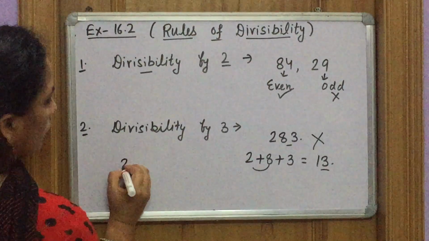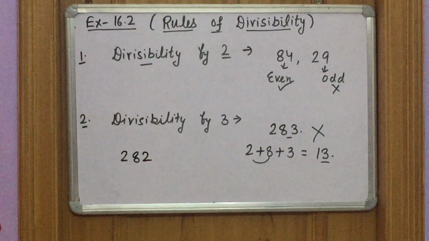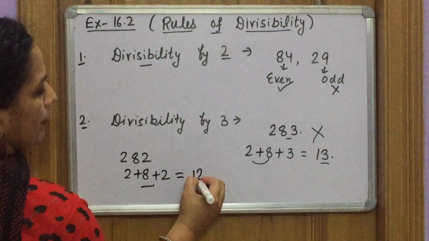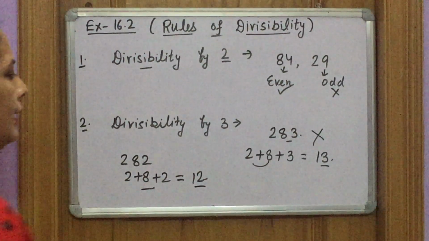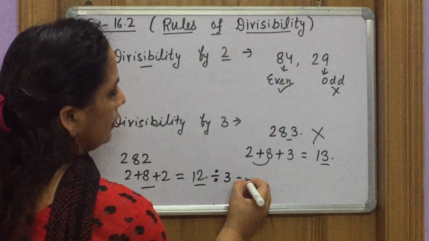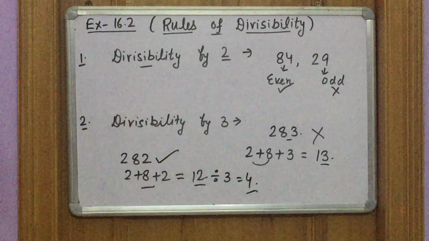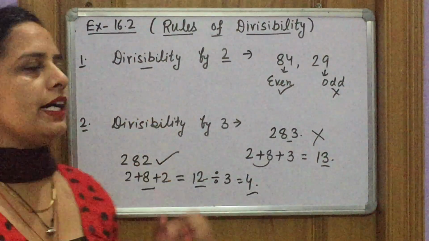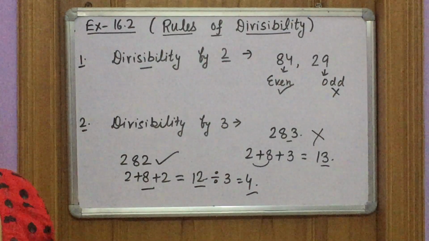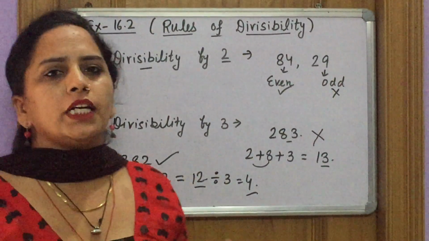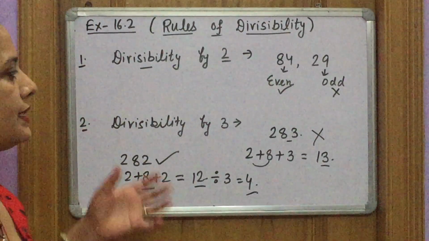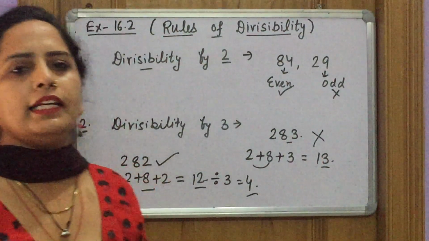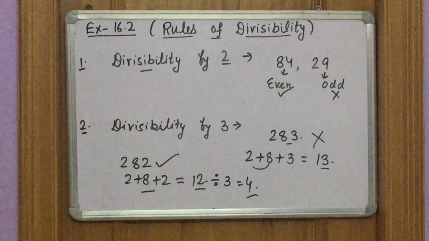But if we take 282. Now find out its sum. 2 plus 8 plus 2. It will be equal to 12. And 12 is divisible by 3. So we can say that number 282 is divisible by 3. So to check whether this number is divisible by 3 or not, what will we do? Just find out the sum of that given number and check whether the sum is divisible by 3 or not. If yes, then definitely this number will be divisible by 3.